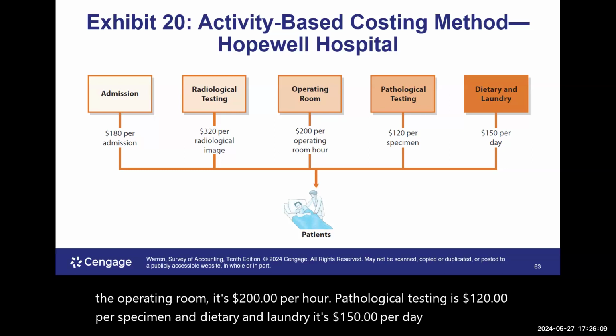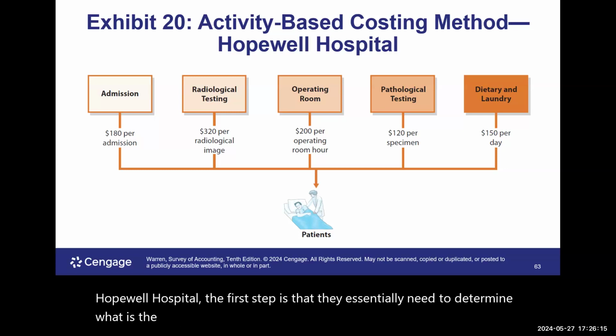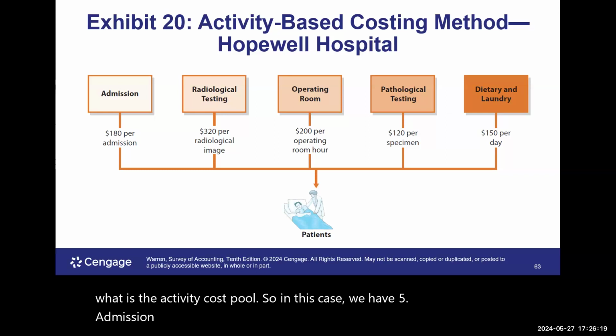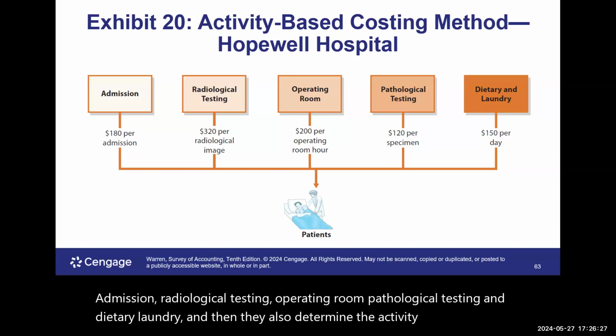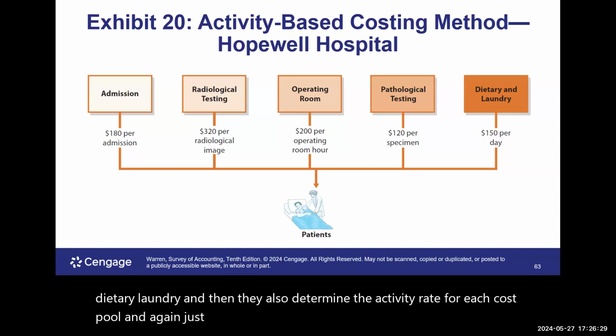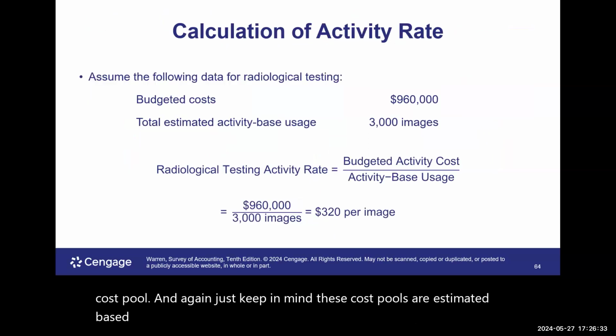With Hopewell Hospital, the first step is that they need to determine the activity cost pools. In this case, we have 5: admission, radiological testing, operating room, pathological testing, and dietary and laundry. Then they also determine the activity rate for each cost pool. And again, just keep in mind, these cost pools are estimated based on the patient.